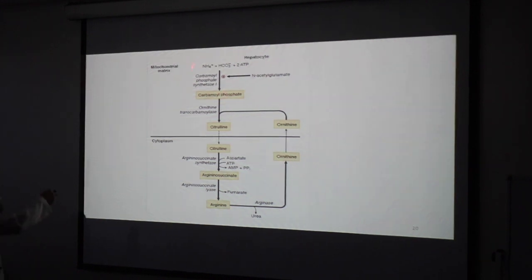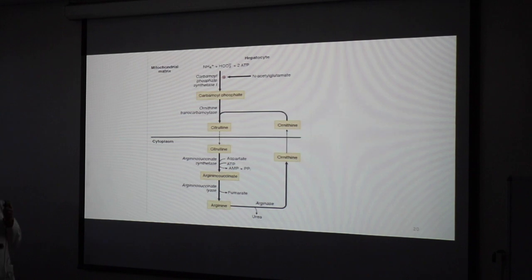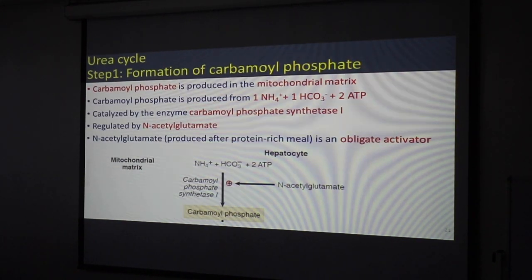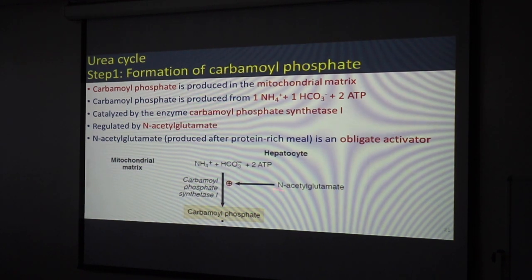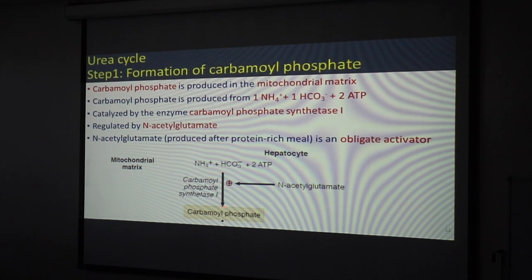Okay, so this is the first step of the urea cycle. What about the second step? So this is the first step. You can see it better here. The formation of carbamoyl phosphate, and N-acetyl glutamate is the obligate activator. And the enzyme is carbamoyl phosphate synthetase 1.